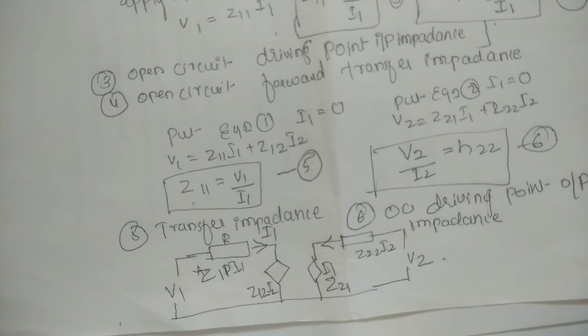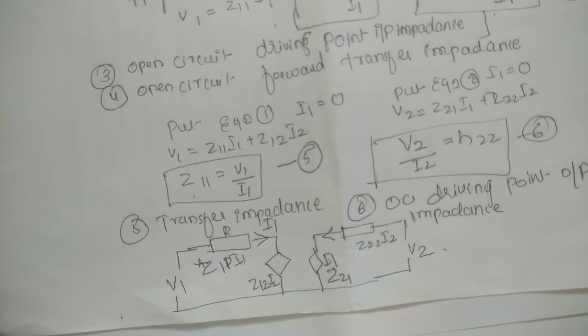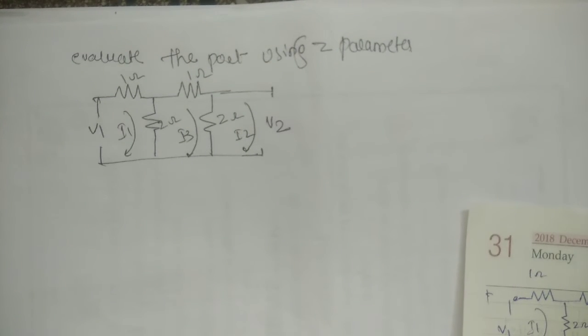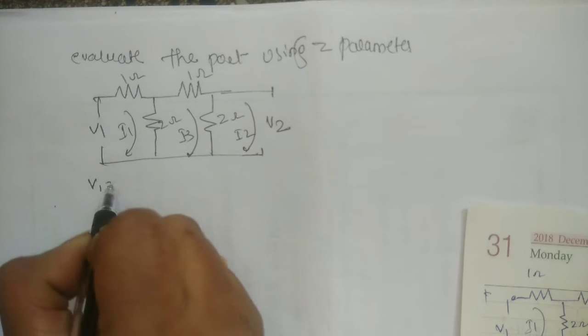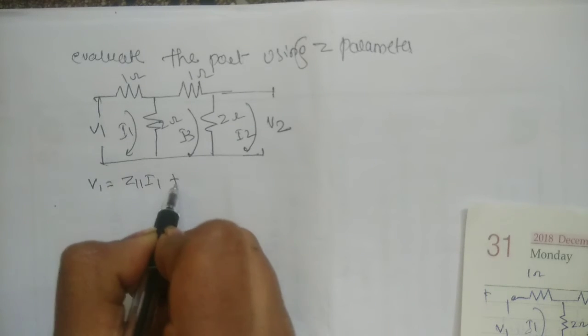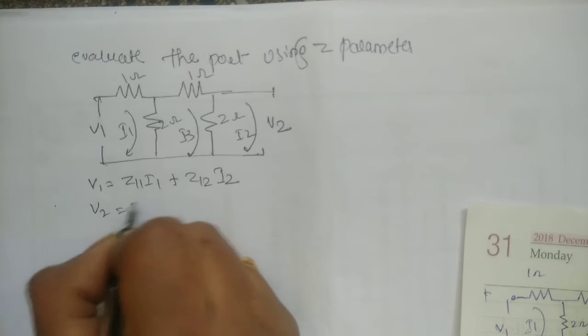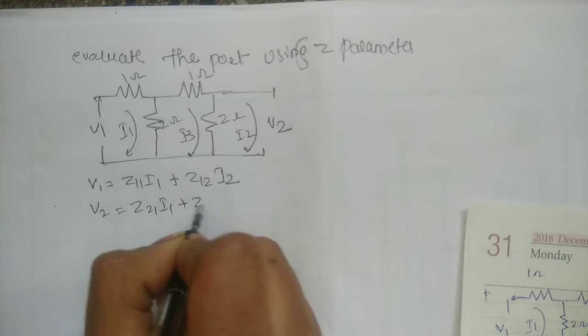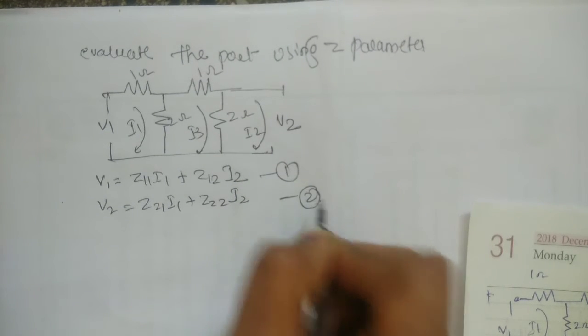Next we are going to study problems on the Z parameter. How to solve problems using the Z parameter, by using the mesh method. V1 equals Z11 I1 plus Z12 I2, and V2 equals Z21 I1 plus Z22 I2. These are equation number 1 and equation number 2.